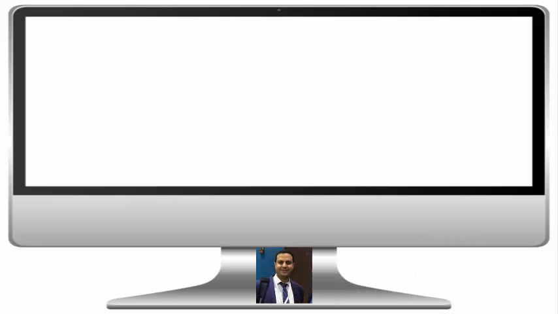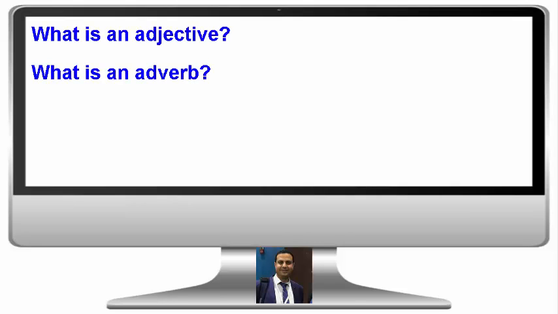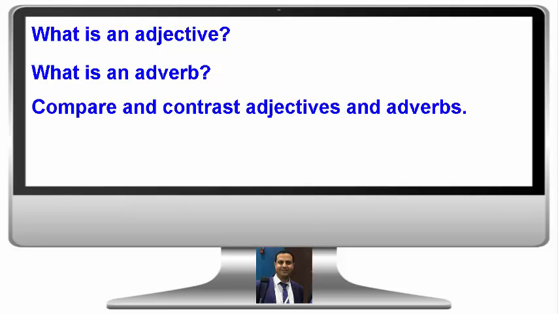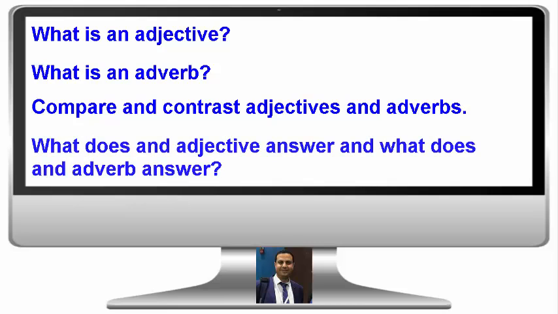Today's lesson will be about adjectives and adverbs. By the end of this lesson, you should be able to identify what an adjective is and what it does in a sentence, what an adverb is and what it does in a sentence, how they are similar, how they are different, and what each one of them answers.